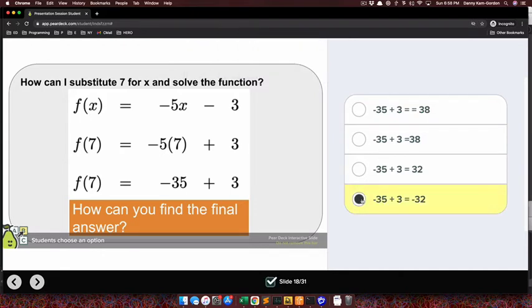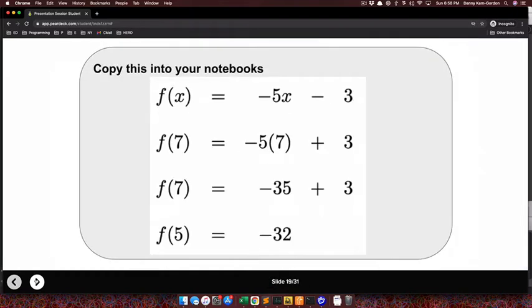Another way you can think of it is if you owe someone $35 and you pay them $3, you still owe them $32. So it's negative 32. So our final answer is f of 7. That should say 7, not 5. I apologize. F of 7 equals negative 32.